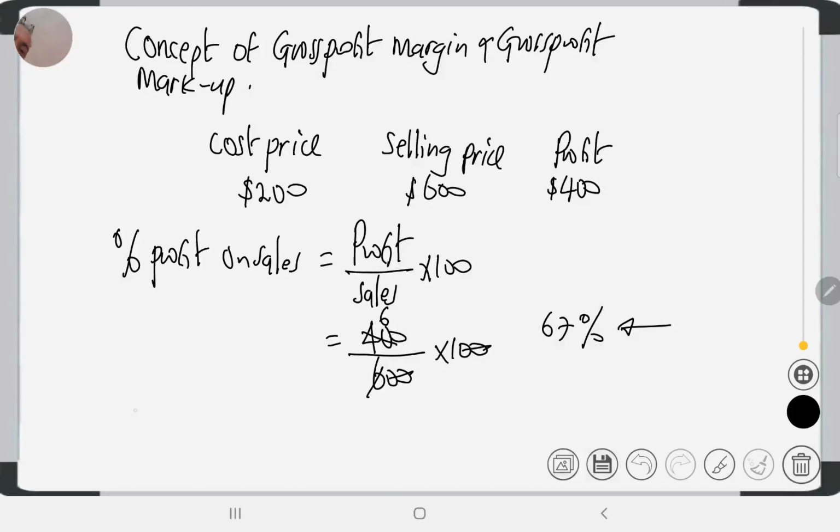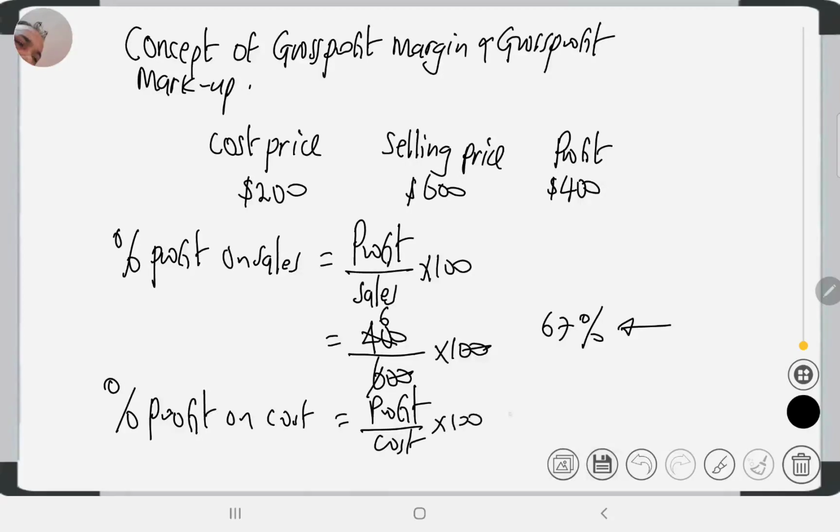So another person can ask me a question, what is the percentage profit on cost? Percentage profit on cost is profit over cost times 100. What is the profit? 400. Cost 200. This will give us 200%. So the same thing is being viewed differently.